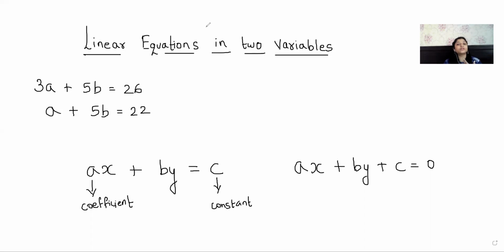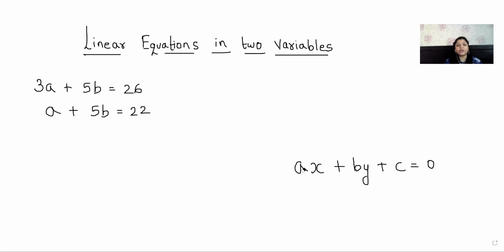Now, how many methods do we have to solve linear equations in two variables? Number 1, elimination method. Number 2, substitution method. And number 3, the cross multiplication method. Now we'll go one by one. Students, we will first solve the elimination method. So let us start with the elimination method.